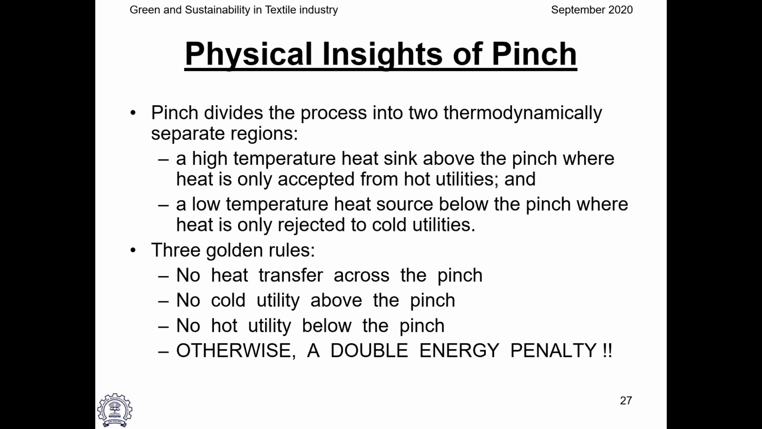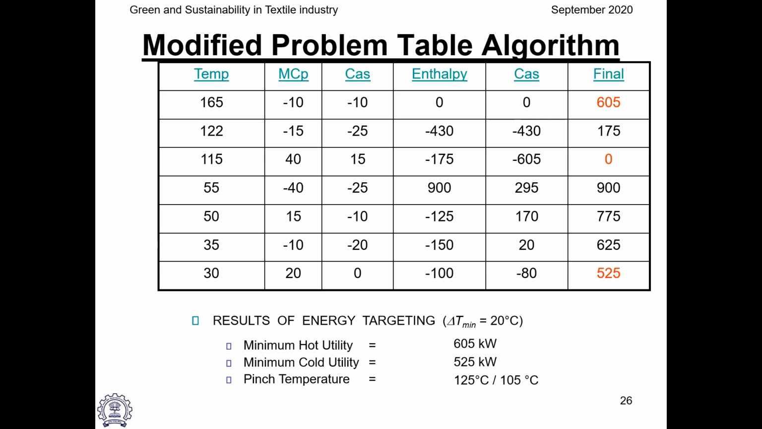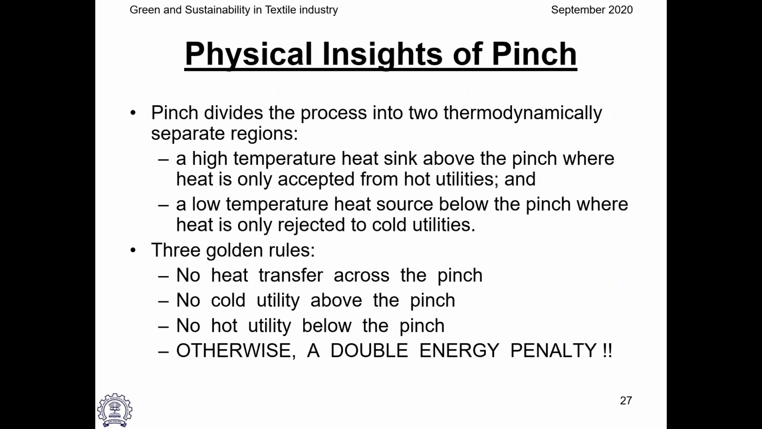If you violate any of them, both hot utility and cold utility will increase simultaneously. Remember, the difference between the hot utility requirement and the cold utility requirement is fixed. From the first law, it says 80. You can see that number also: 605 minus 525 is exactly 80, right? So that has to be there. That means there will be a double penalty or double reward. That's what we have to look at. And the pinch point is the bottleneck. We cannot do better unless we change delta T min.